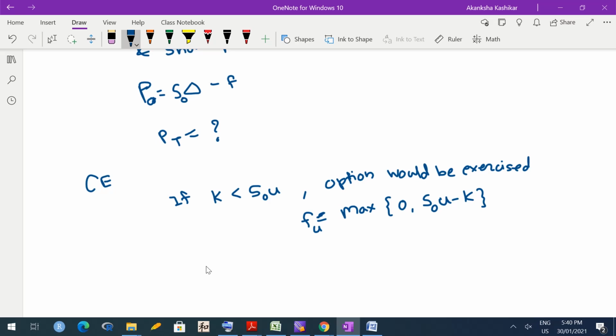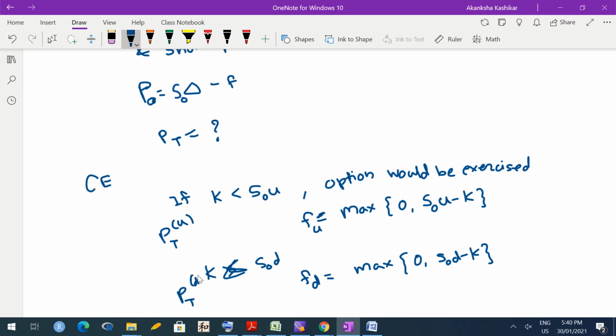Similarly, we can derive FD. In the down position, the call option will be exercised if K is less than S0D. So FD would become maximum of 0, S0D minus K. Now, these are the portfolio worths when it goes up and down. So this is PTU and this is PTD.